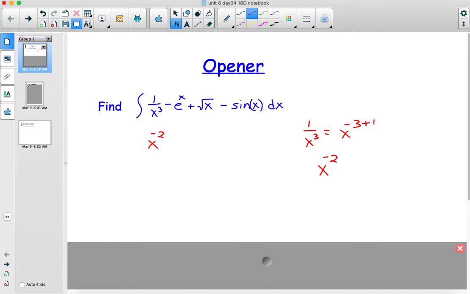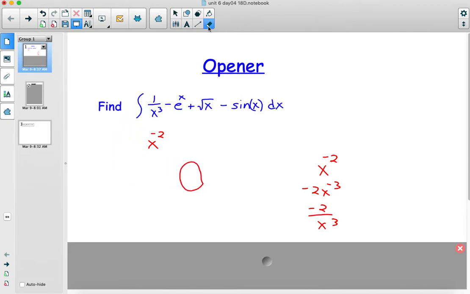Now what we have to do here is differentiate this and see what we get. What's the derivative of x to the negative second power? Well, using the power rule, that'll be negative 2x to the negative third, or another way of saying that is negative 2 over x cubed. But that's not what we had to start with. We didn't have the negative 2. But that's okay. If it's just a constant that's the difference between what we have, then we can fix that. So what we can do is multiply our answer by negative 1/2.